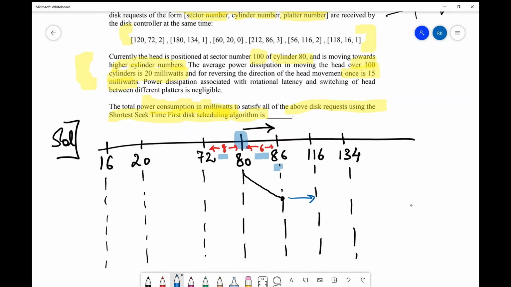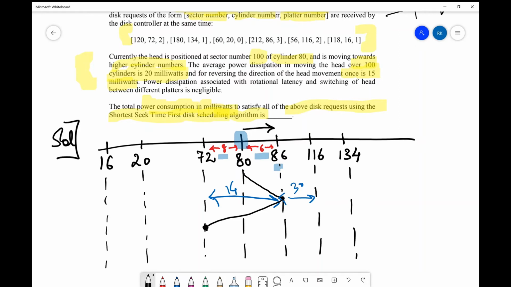Then we check the distance in the similar manner. We check the distance between 86 and 116, which is 30, and we check the distance between 86 and our next on the left hand side, which is 72, right? So 8 plus 6, this is 14. So obviously the distance on left hand side is less, so that means the next request that we're going to serve is 72.